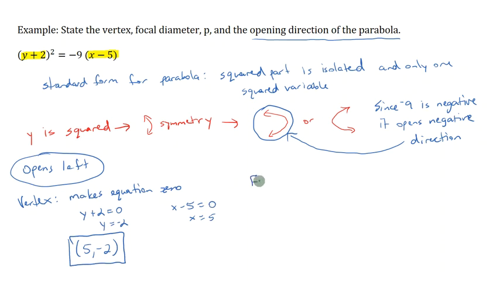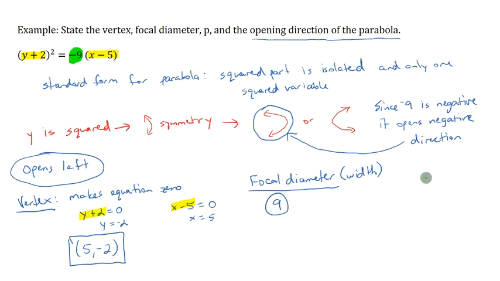Next we have our focal diameter. The focal diameter comes from this number here. So our focal diameter is just 9. That's all there is to it. In my class, on homework or a test, I wouldn't care if you put negative 9, but a focal diameter is a width. Remember how wide a parabola is. So it's usually a number, and it should be positive since it's a width.